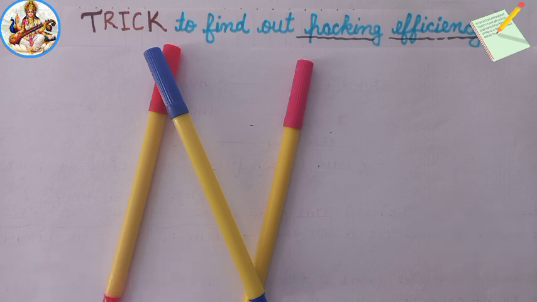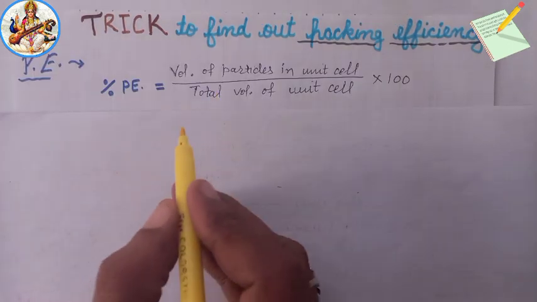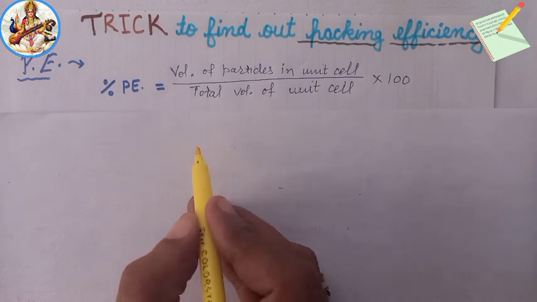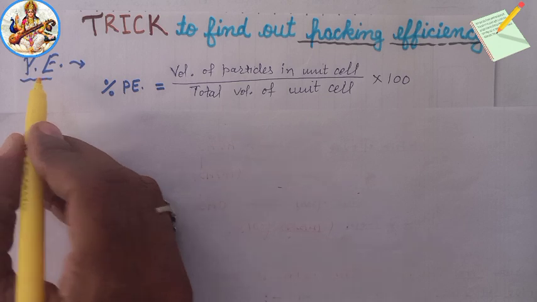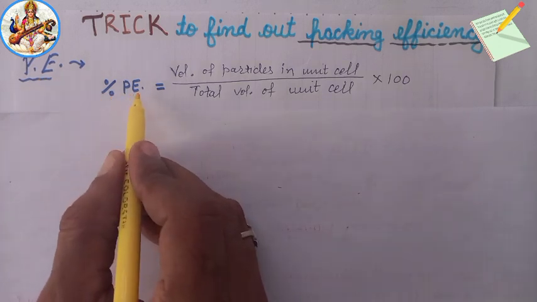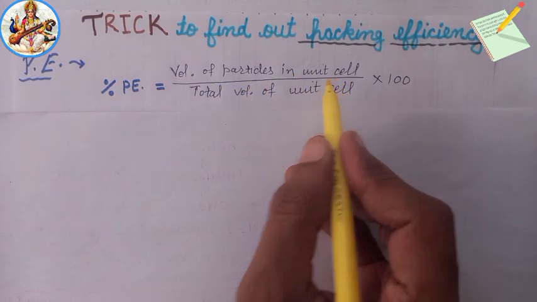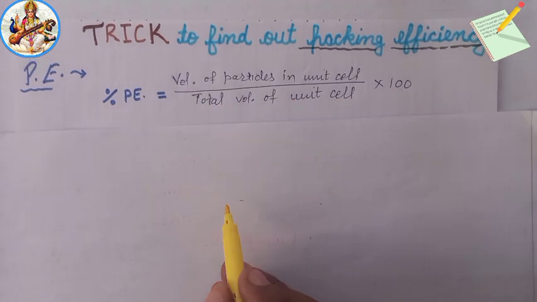In today's session, I am going to discuss a trick to find out packing efficiency. First of all, we will read about packing efficiency. The percentage of the total space filled by the particles in a crystal lattice is called percentage packing efficiency. It means percentage packing efficiency is equal to volume of particles in unit cell divided by total volume of unit cell into 100.